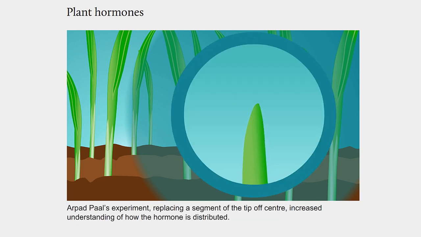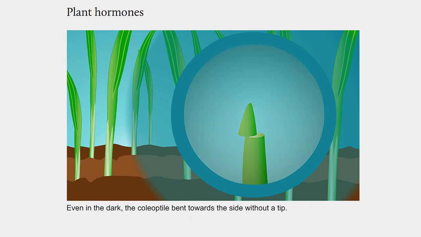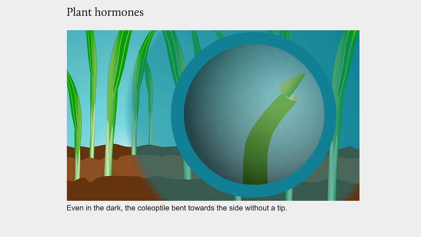Arpad-Pal's experiment, replacing a segment of the tip off-center, increased understanding of how the hormone is distributed. Even in the dark, the coleoptile bent towards the side without the tip.